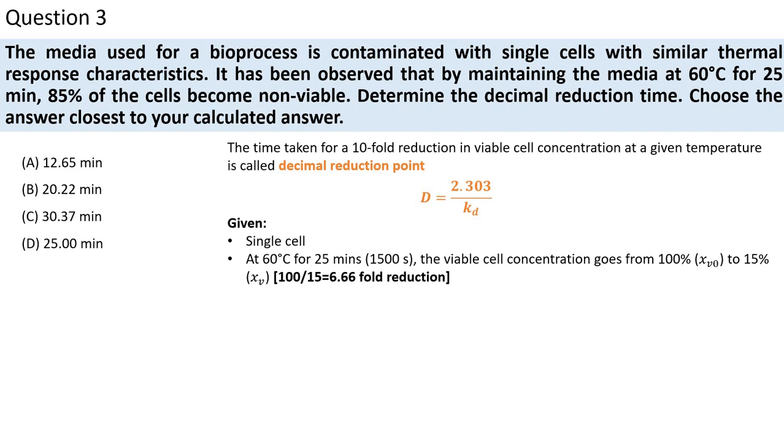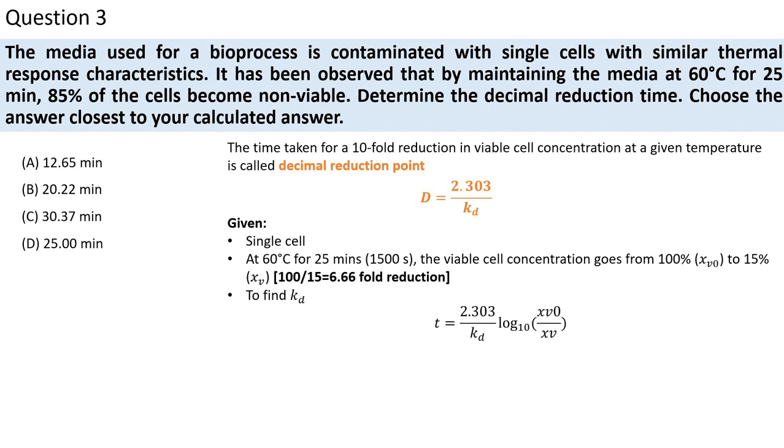right? So at the 0th minute, 100% viable cells were observed. At the end of the 25th minute, when we maintained the temperature at 60 degrees Celsius, the viable cell concentration has been reduced to only 15%. So if we see the fold reduction, 100 divided by 15 is equivalent to 6.66 fold reduction that has only happened. So your answer is going to be more than 25 minutes. Okay, so we will see.